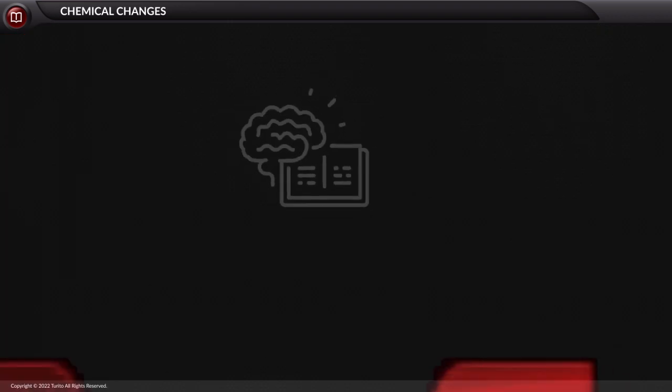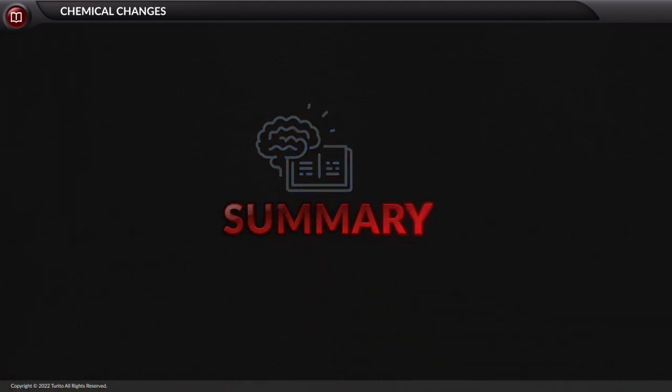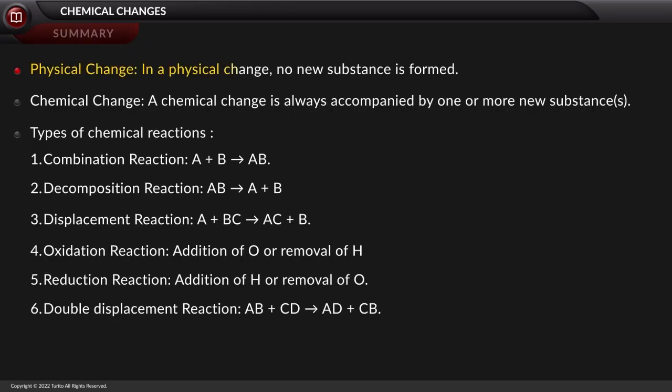As we reach the end of the module, let us summarize. First, we saw the difference between physical change, which doesn't result in the formation of a new substance, while chemical change results in the formation of a new substance. Next, we saw the different types of chemical reactions, which are as follows. Combination reaction: A plus B gives AB. Decomposition reaction: AB gives A plus B.